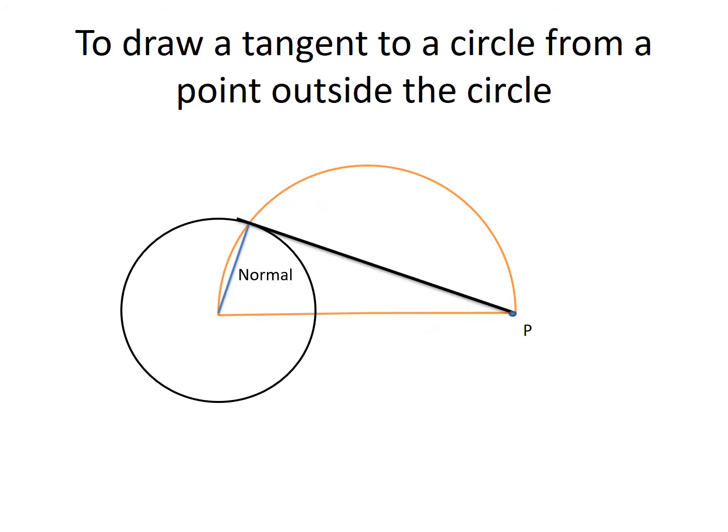Next, we draw a line from point P to the point where the normal is cut by the semicircle, forming the triangle. So we know that triangle is going to have a 90 degree angle, and that point where the tangent meets the normal will give you your point of tangency.